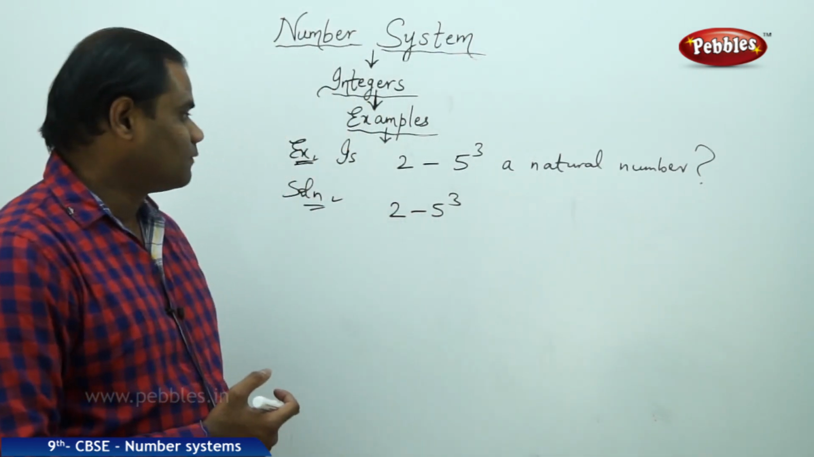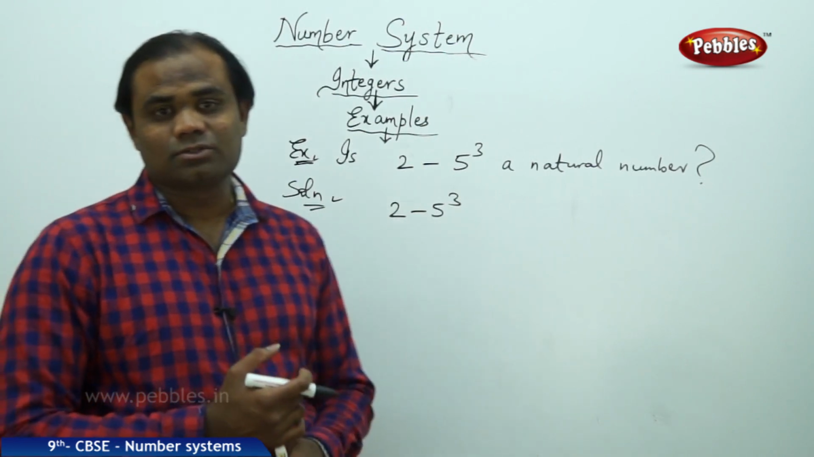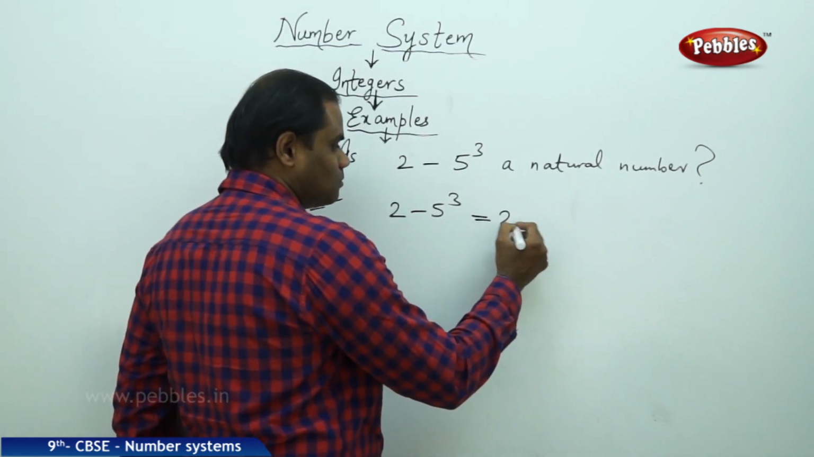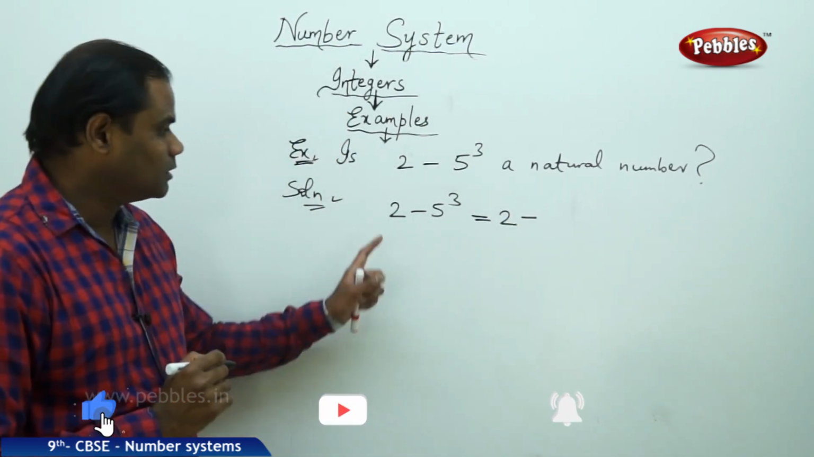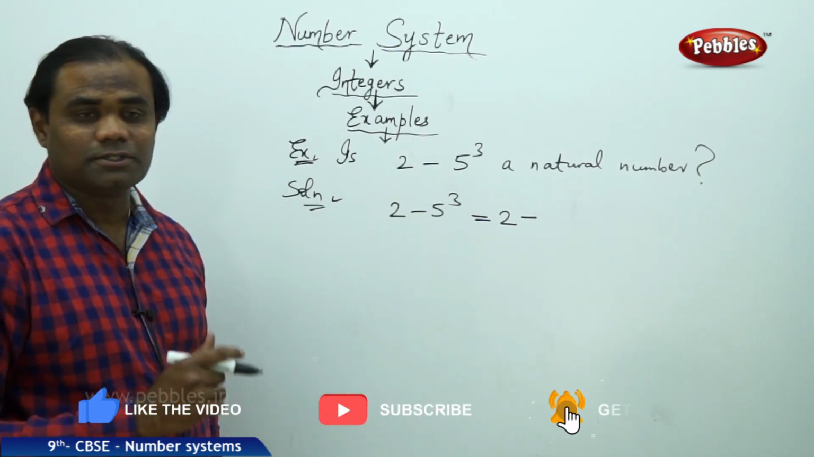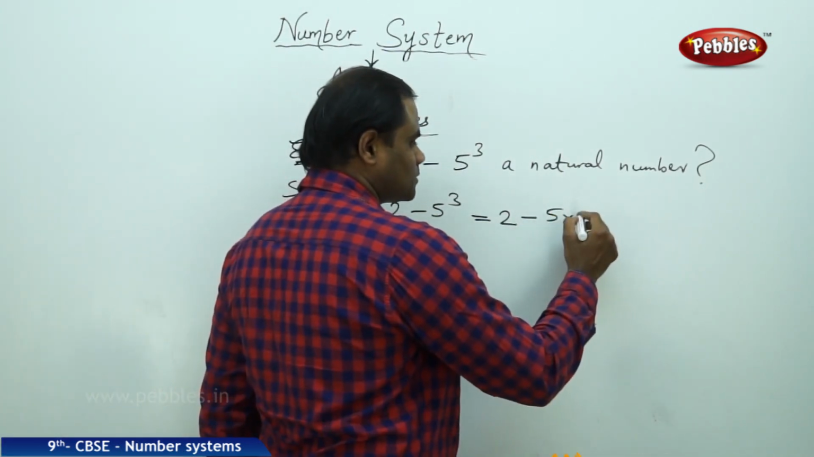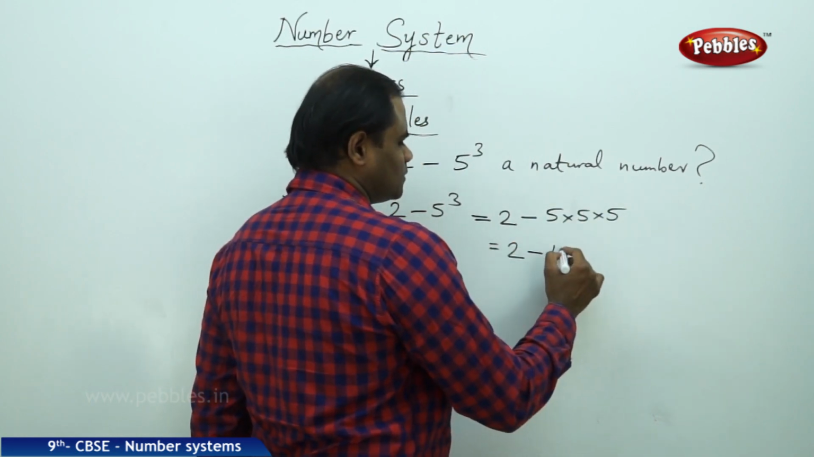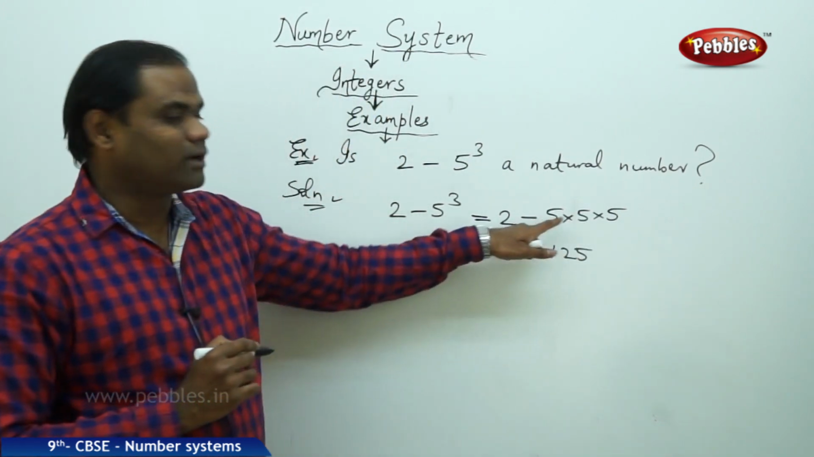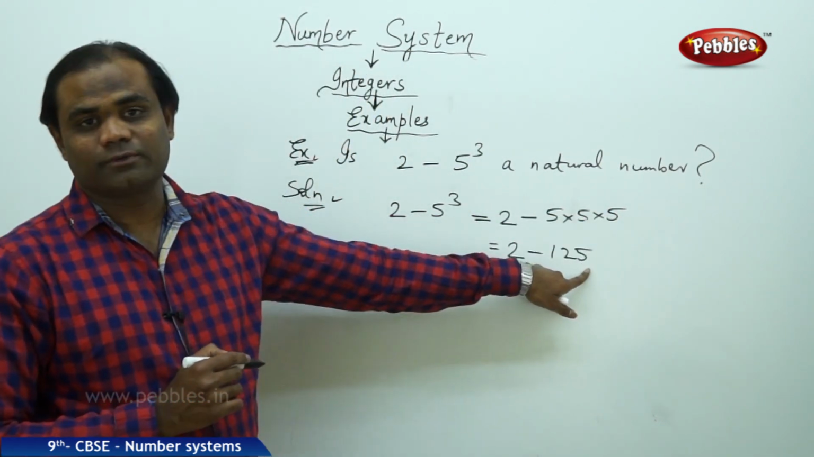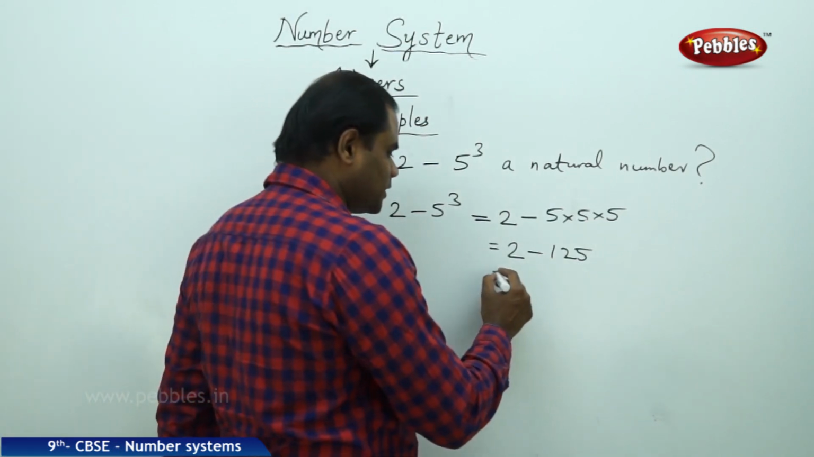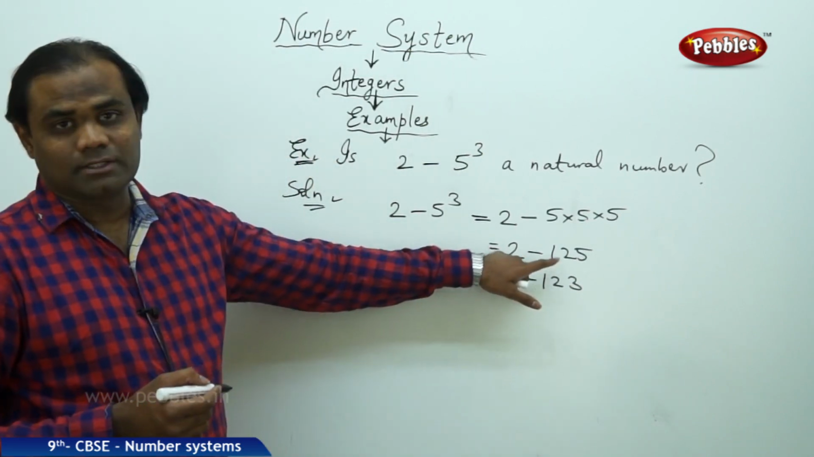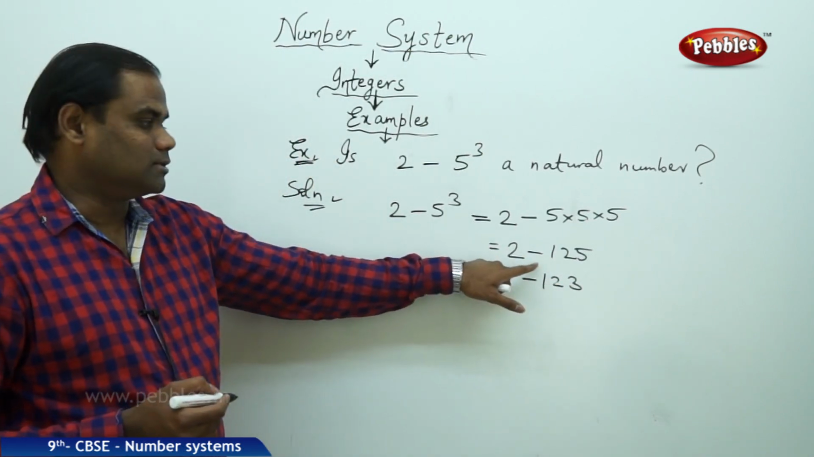So for this, we come with the rule that I simplify this to the most simplified form. When simplified, I get 2 minus 5 cube, which is 5 times 5 times 5, and this comes out to be 2 minus 125, because 5 times 5 is 25 and 25 times 5 is 125. This, on further simplification, gives minus 123. Negative 123 is the final simplified answer for this.